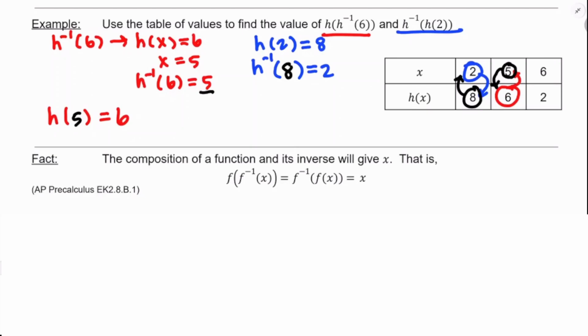And that is, in general, a fact you're going to need to know for AP Pre-Cal, and you can see that down below: the composition of a function and its inverse will give x. That is, f of f inverse of x and f inverse of f of x are both going to have to equal x.